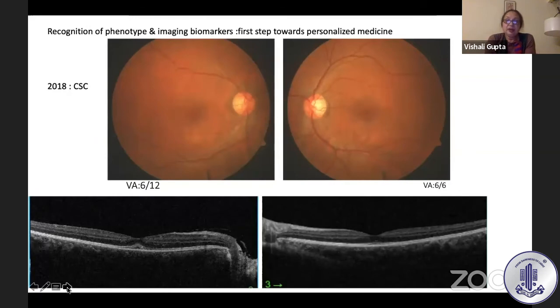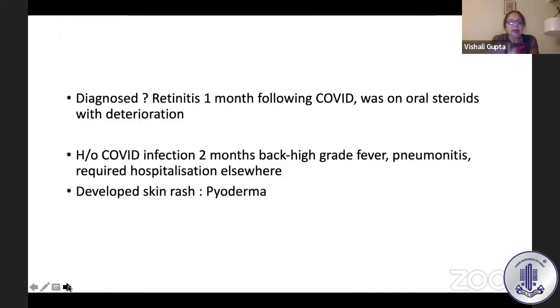Just to show you the last case and how the phenotype keeps on changing even in the same patient. So when we talk of personalized medicine, it is not only about genotype and phenotype; even in the same patient, the phenotype could change from time to time, and you may have to customize your therapy based upon the evolving phenotype. Now, this patient I had seen in 2018, and he had a small PED, and we did not do anything. The fluorescein was done, so everything was normal.